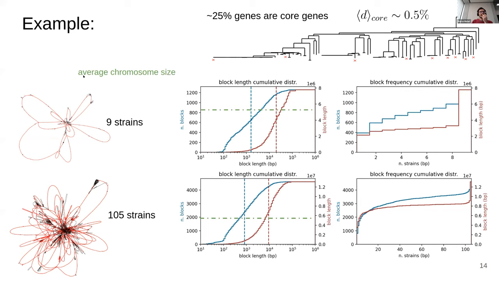And if I look at the average size of a single chromosome, so a single one of the strains that I'm trying to include in this graph, I see that it has a size that is comparable to the total size of the graph. In this case, I have 105 chromosomes, each around 5 megabase pairs long, and the total pan-genome graph size is around double of this size. So this is a good compressed representation for this set of strains.